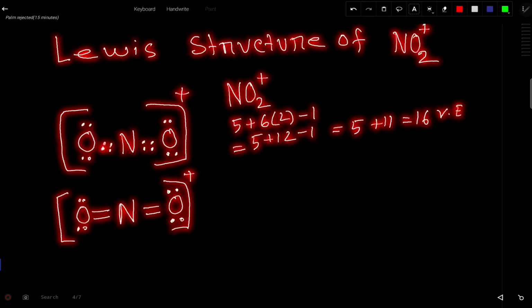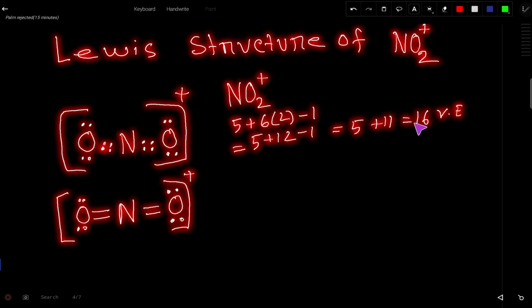How to draw the Lewis structure for NO2 plus, or the nitronium ion. At first, you have to find out the valence electrons for NO2 plus. NO2 plus has 16 valence electrons in total. Nitrogen has 5, oxygen brings 6, but here we have to multiply by 2, and for the positive charge we have to subtract 1. So we are getting 16.